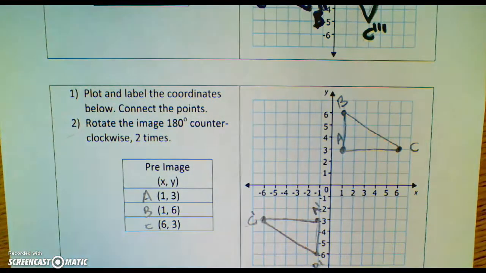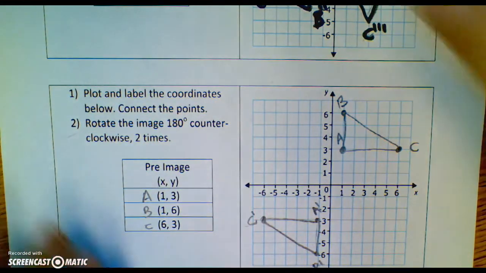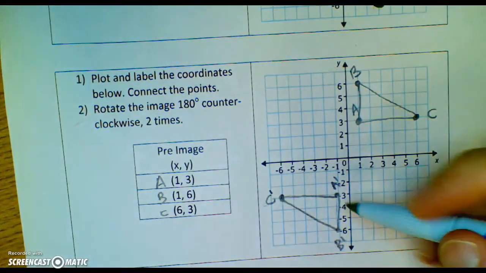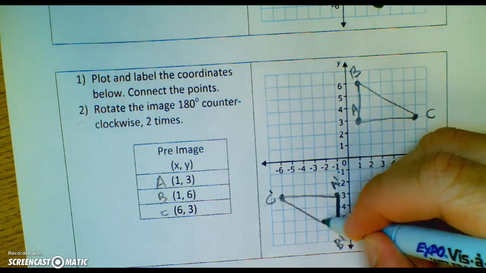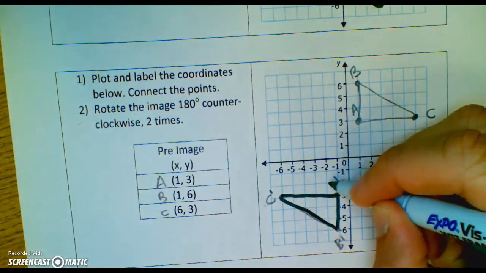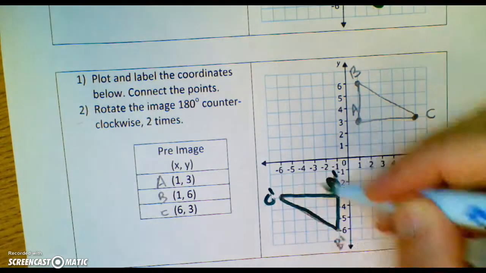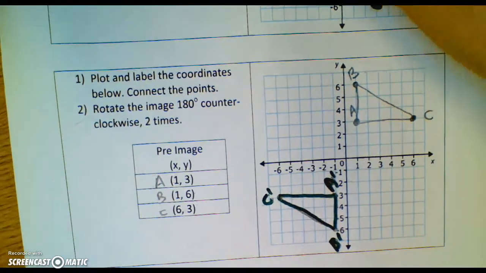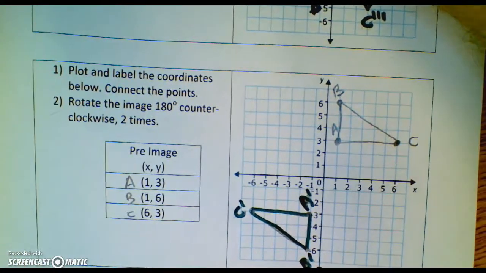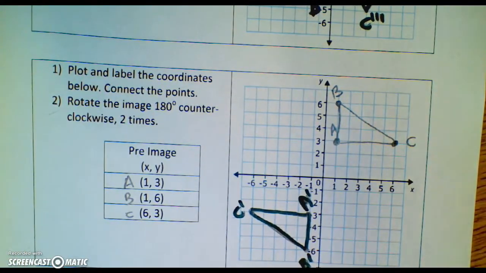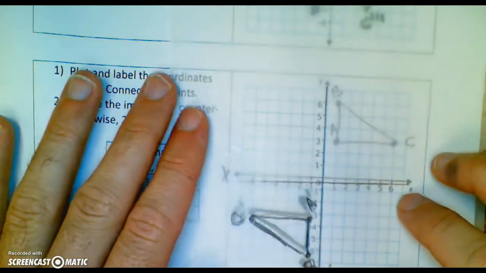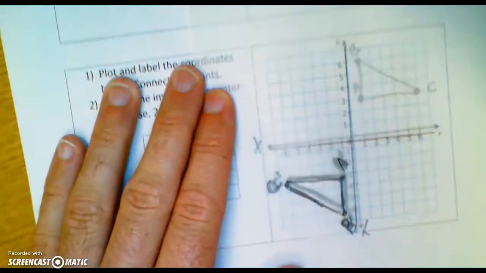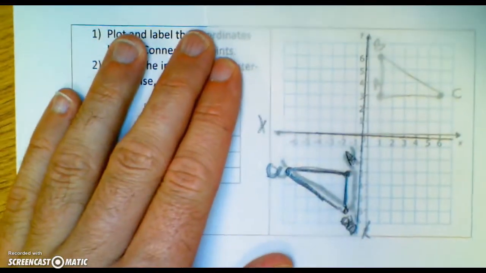And I'm going to trace over in a different color. Make sure we can see everything. A prime, C prime, B prime. So I just rotated this image 180 degrees counterclockwise. If I do it again, because it says to do it 2 times, look what happens. Lining it up from where we just left off. Make sure we can see the whole image.